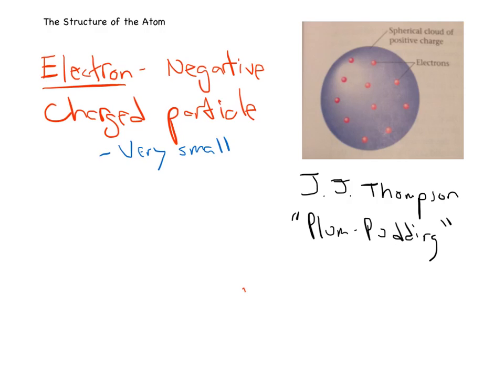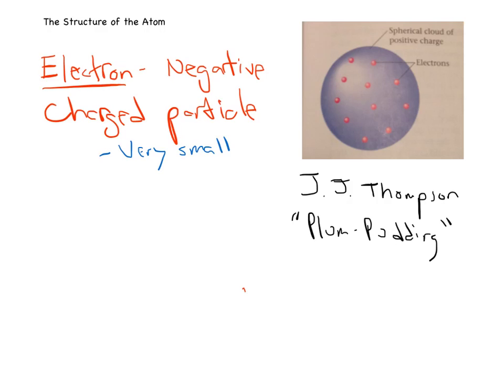That means it must be neutral, because positives and negatives attract each other. That is the opposites attract theory, and it's true in chemistry that opposites attract. So since I don't attract you, you don't attract me, the things that make us up must be neutral. Okay, so this is the plum pudding model.